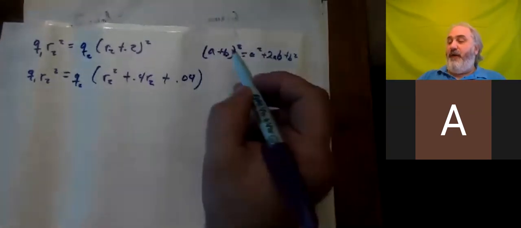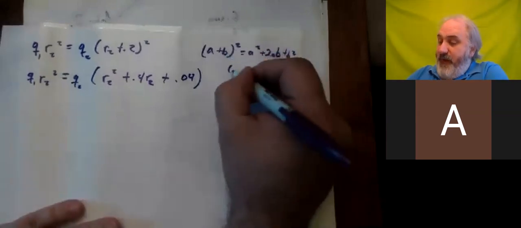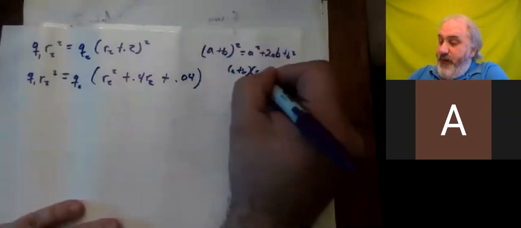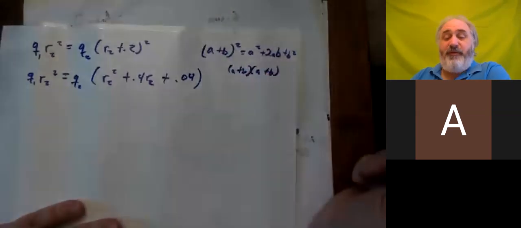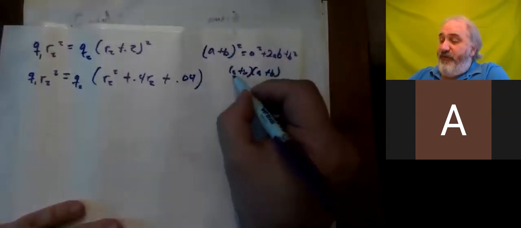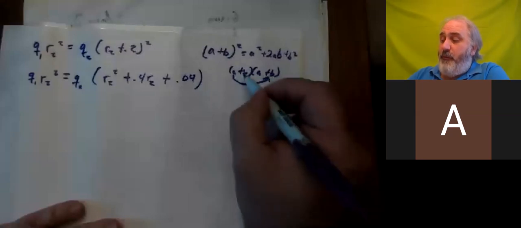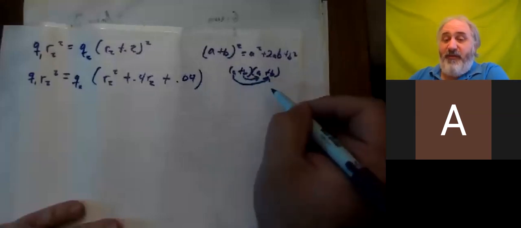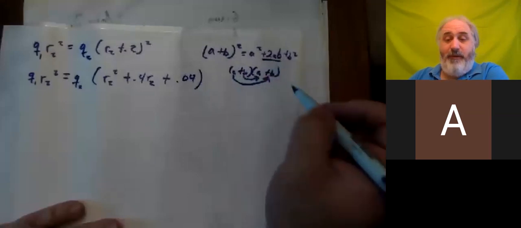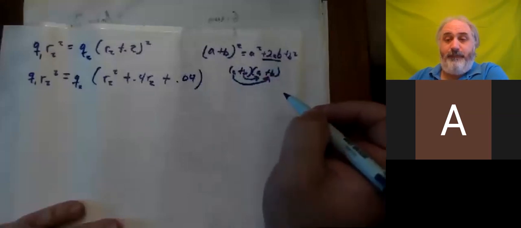So if you have A plus B, you're going to have one term where you multiply this guy times this guy. That's going to give you A times B. Then you have another one where you're multiplying this guy times this guy. That's going to give you A times B. And that's why you have 2AB. Okay.